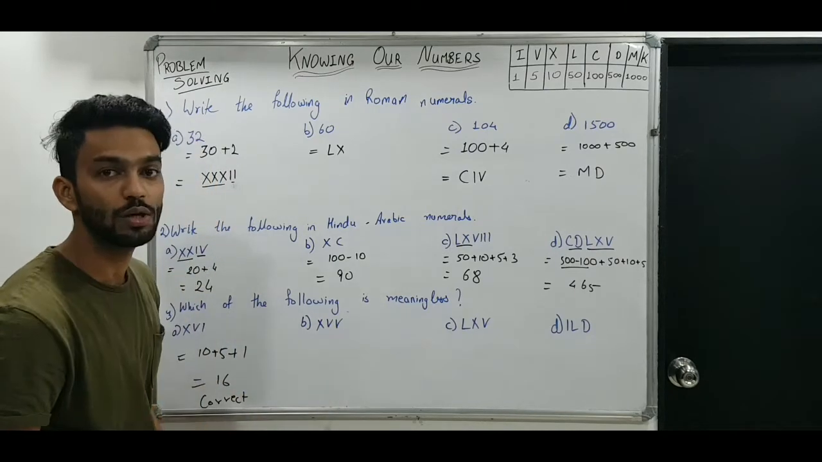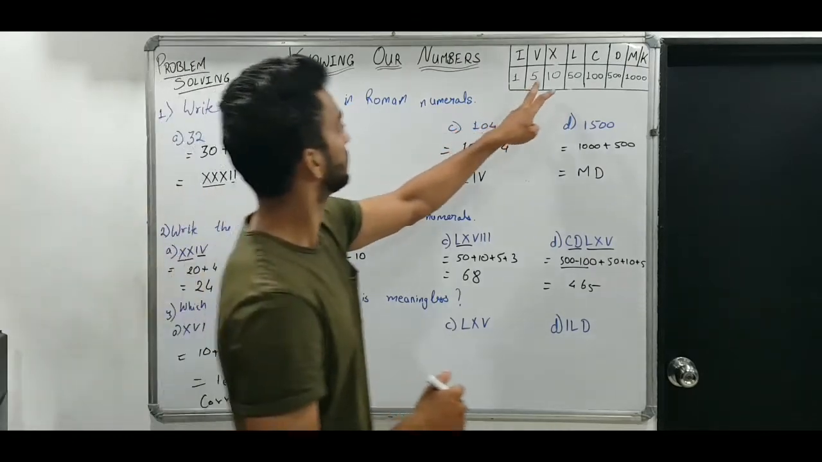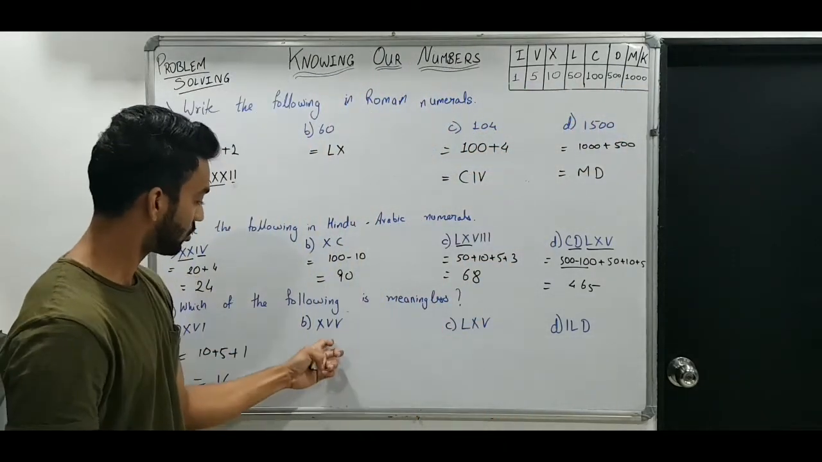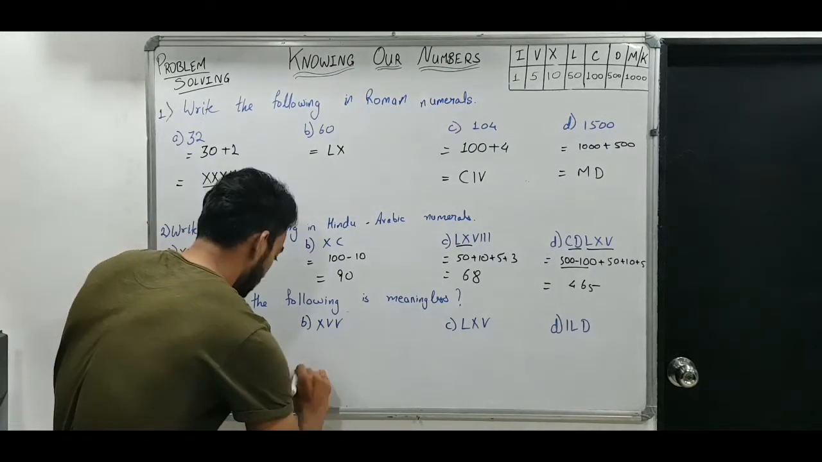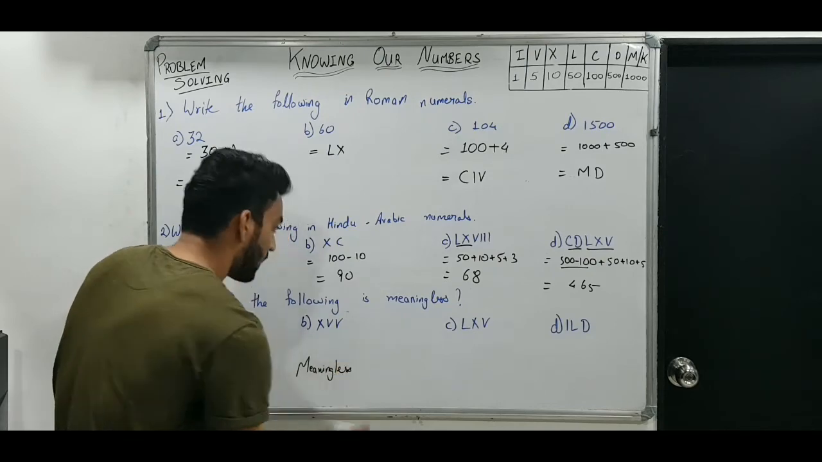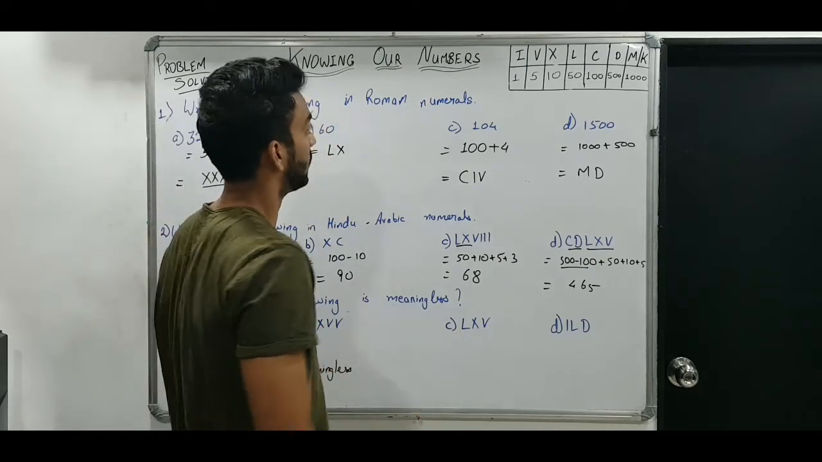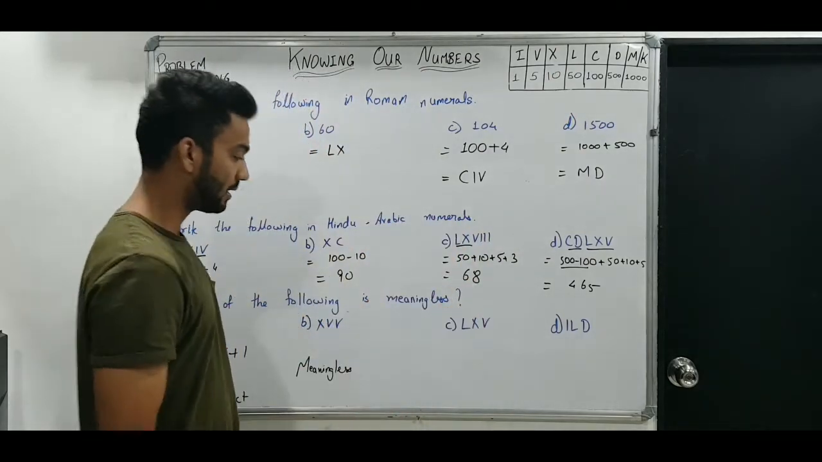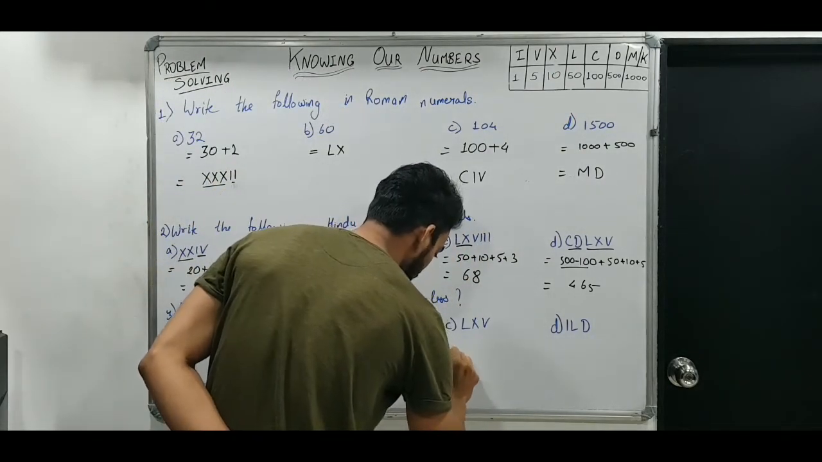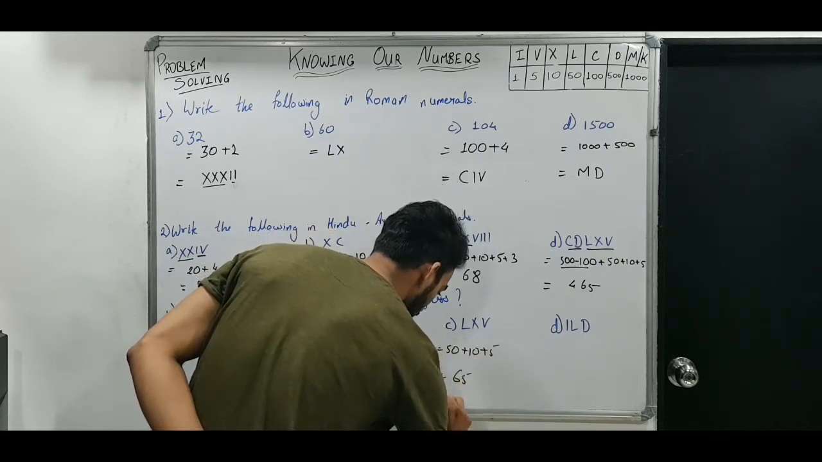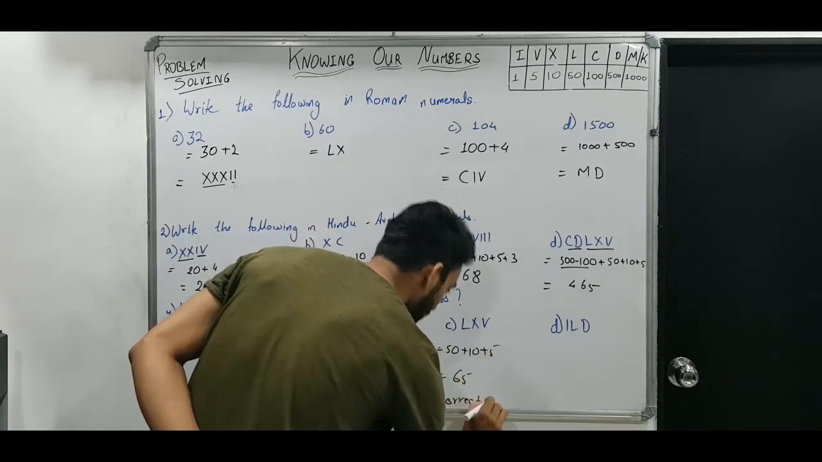Next, XVV. We have seen the rule V, L and D cannot be repeated. Here it is repeated. So it is meaningless. Next, LXV. Again, decreasing form में जा रहे हैं. So we can add them. 50 plus 10 plus 5, so 65. So that is again correct.